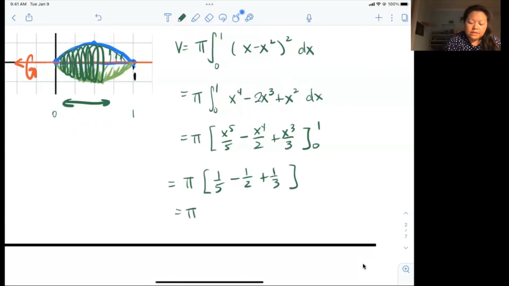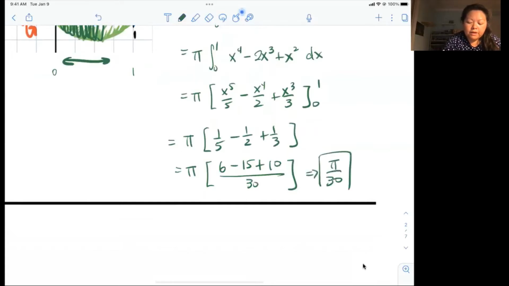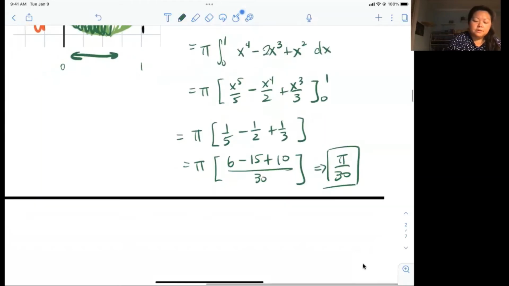So what is the common denominator between all these? I would say it's 30. So 6 over 30 minus 15 over 30 plus 10 over 30. That gives me 1 over 30, so pi over 30 is my final answer for this volume. Very teeny tiny, and it makes sense because if you look at the graph, you remember that graph, it is much smaller. It's a very, very tiny piece, okay?